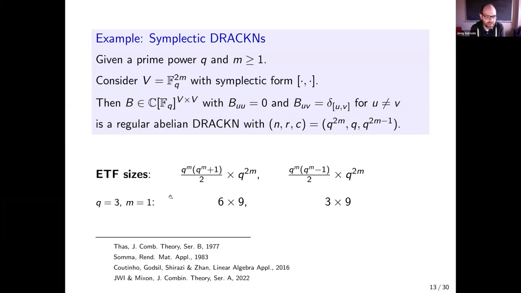These are the particular sizes. If you do this with q equals 3 and m equals 1, you get these two sizes. So this is sort of the Naimark complementary size. You'll get 6 by 9, and the Naimark complementary size is the 3 by 9. And actually, this is the 3 by 9 from the previous slide. So this is a thing you can do. I think this is kind of well known. These DRACKNs, the graphs, were discovered, I want to say independently, but I assume independently. I don't really know, by Toth and Soma. This example was mentioned in this paper, and then Dustin and I gave this particular description.